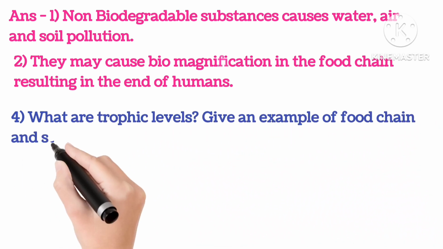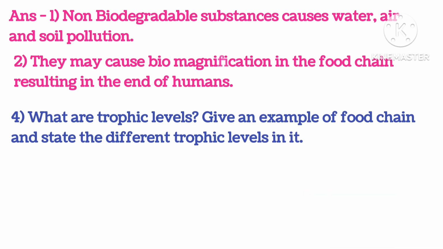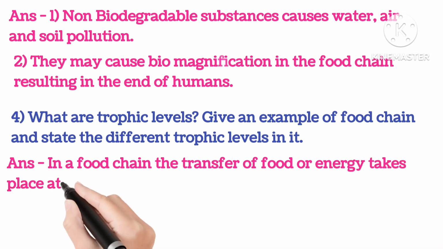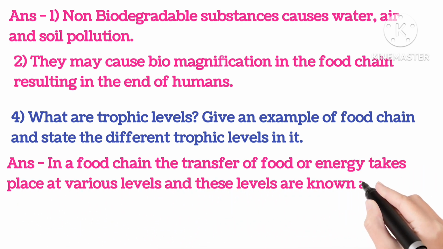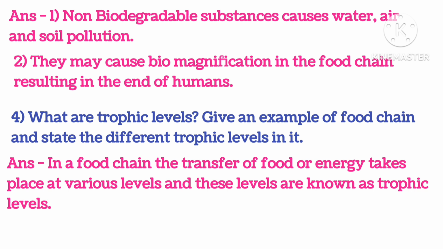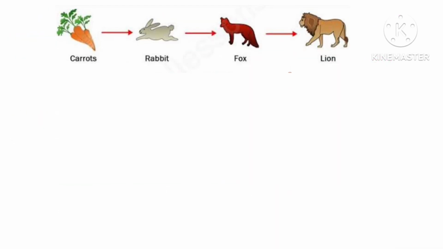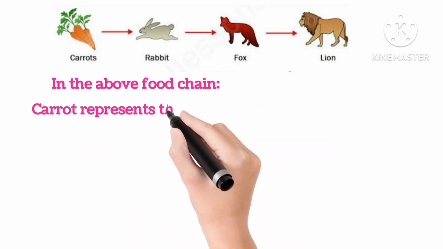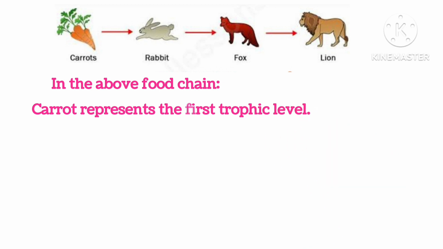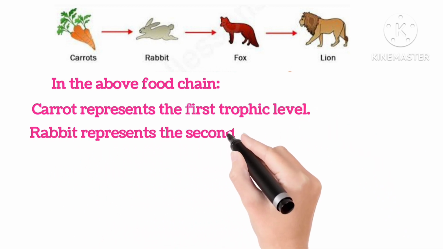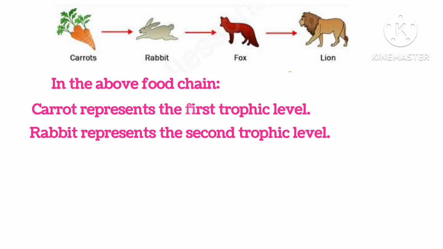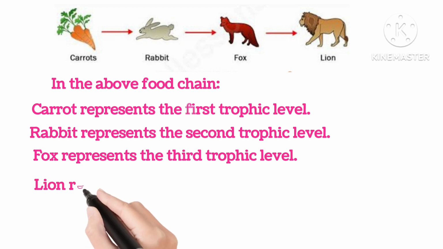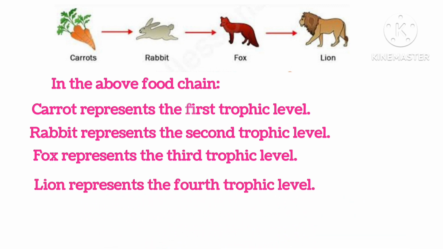Fourth, what are the trophic levels? Give an example of food chain and state the different trophic levels in it. In a food chain, the transfer of food or energy takes place at various levels, and these levels are known as trophic levels. In the above food chain, carrot represents the first trophic level, rabbit represents the second trophic level, fox represents the third trophic level, and lion represents the fourth trophic level.